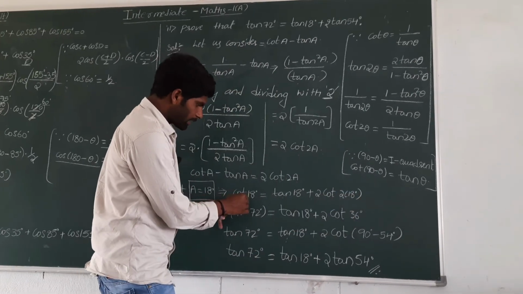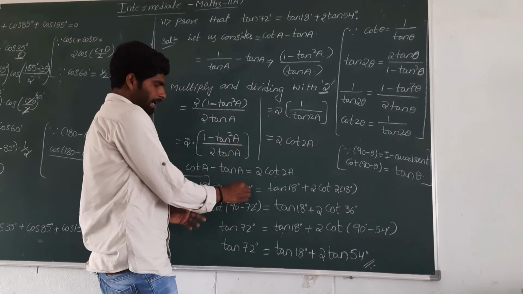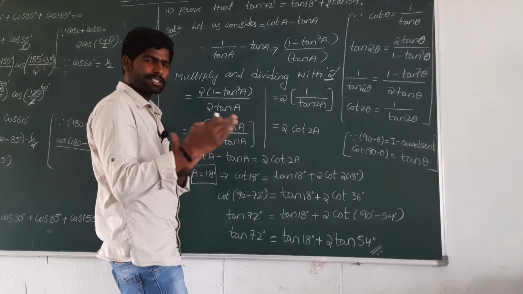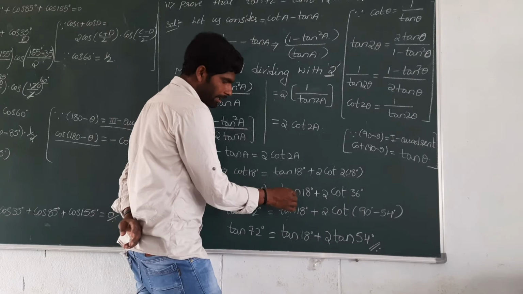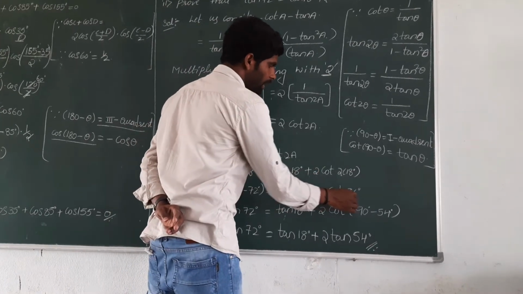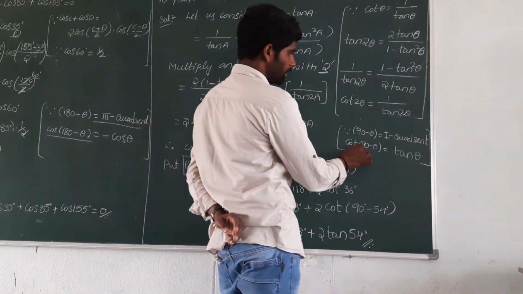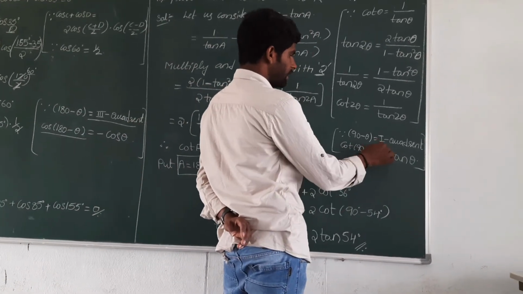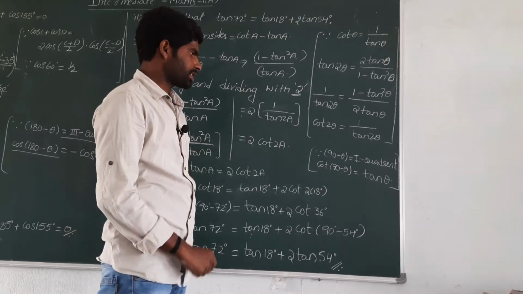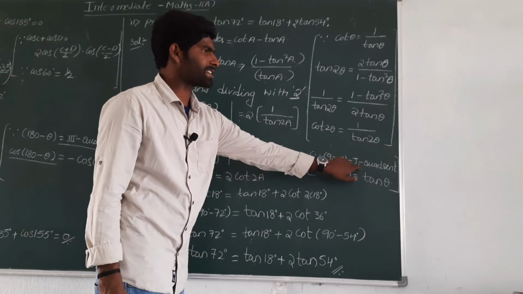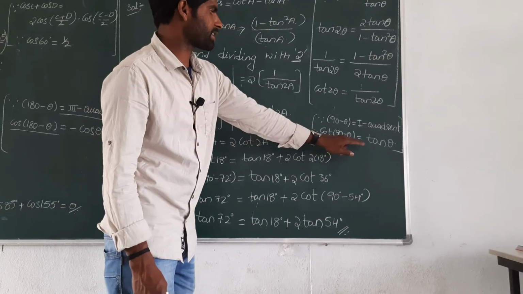18 degrees I can write as cot(90 minus 72) degrees, which is equal to tan 18 plus 2 cot 36. We know cot(90 minus theta) equals tan theta. Signs are not changed. Why? Because cot(90 minus theta) is in the first quadrant, where everything is positive. So cot(90 minus theta) equals tan theta.